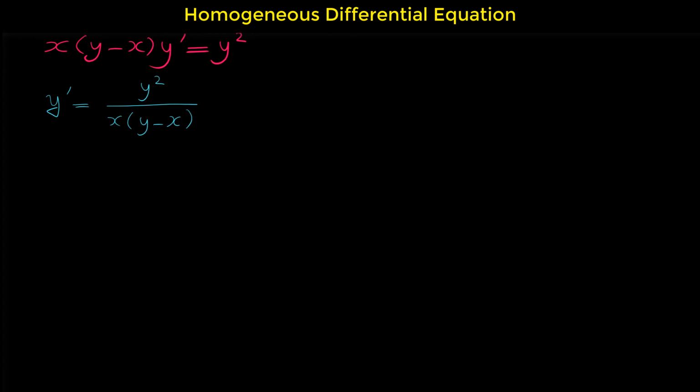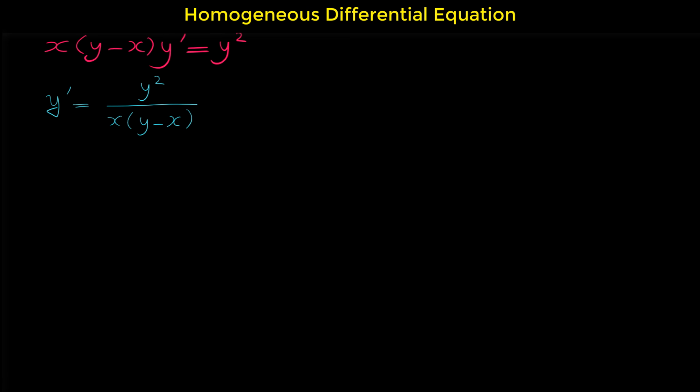Now note that in the numerator, the degree of this term is 2. And in the denominator, if you multiply x in the bracket, we have xy minus x². The degree of this term is also 2. And the degree of xy is also 2, because x to the 1 times y to the 1. If you add the degrees, it's degree 2. So all the terms in the numerator and all the terms in the denominator have the same degree. So this differential equation is a homogeneous differential equation. And so for solving this, we can use the technique of homogeneous differential equations.